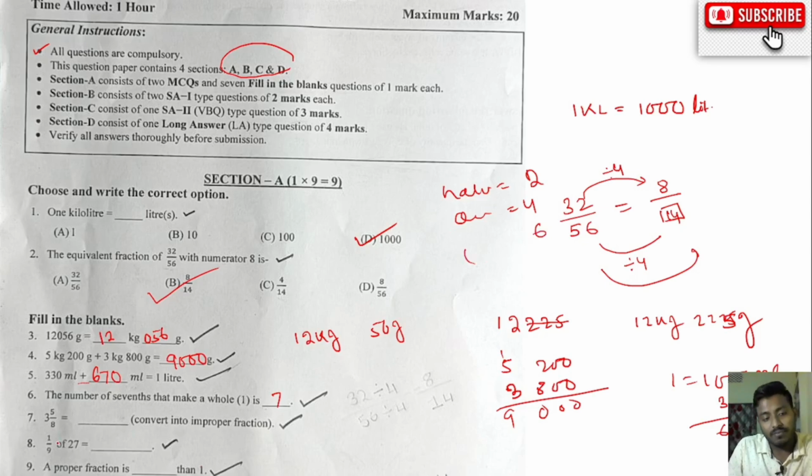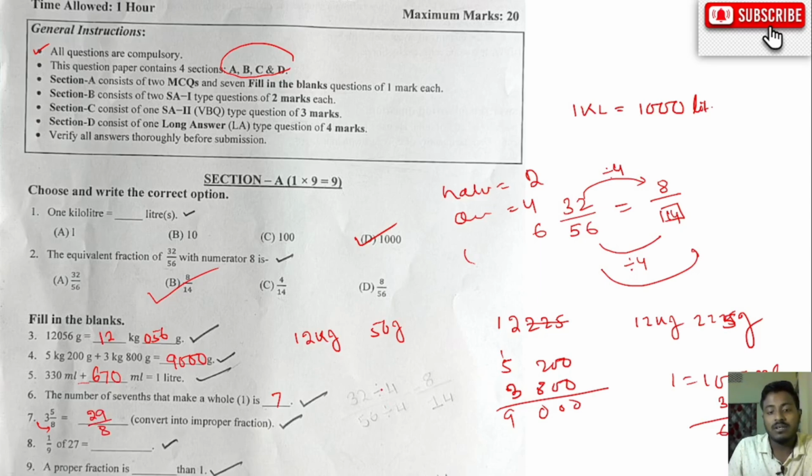Now next, question number 7. 3 whole 5 by 8 equals dash, convert into improper fraction. There are two types of conversion, one is mixed to improper or improper to mixed. So the question is mixed to improper. How to solve? First we multiply the whole number with the denominator, that is 3 times 8 is 24. 24 plus 5 is 29, divided by the denominator, that is 8. So the answer is 29 by 8.